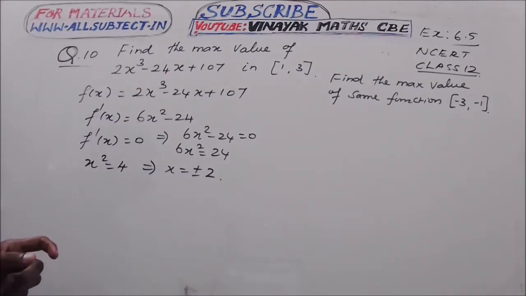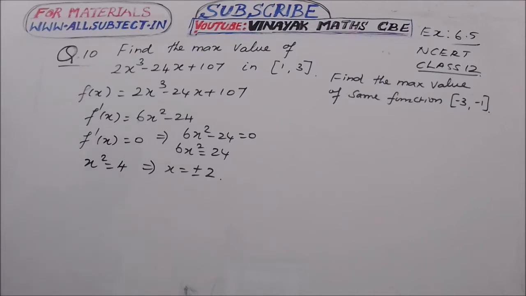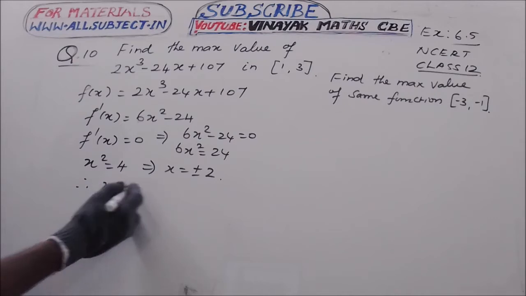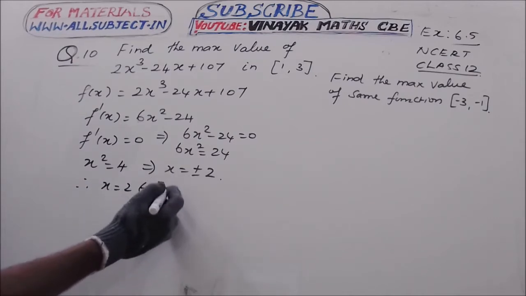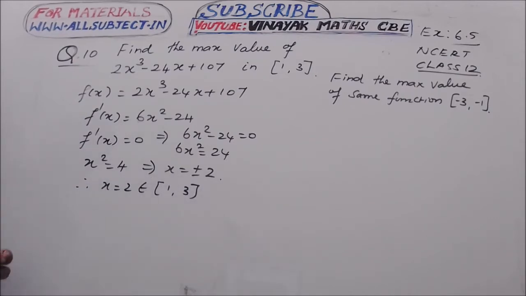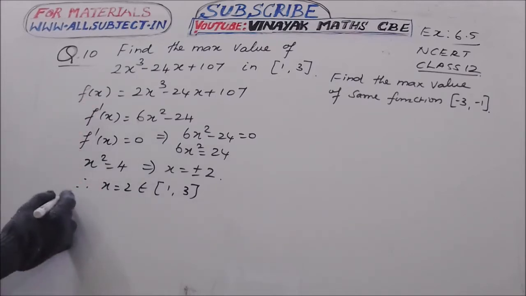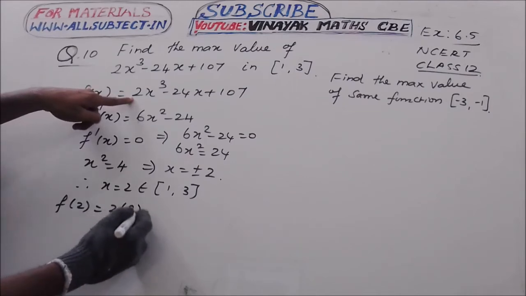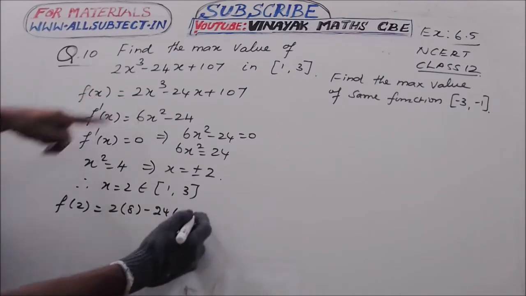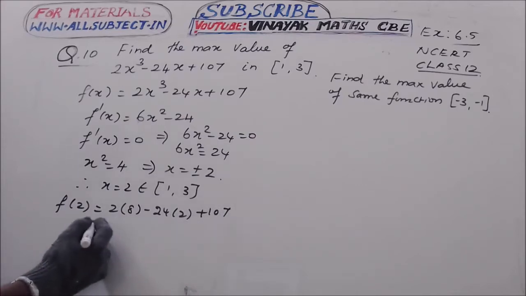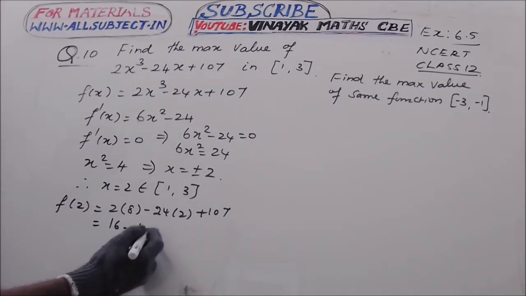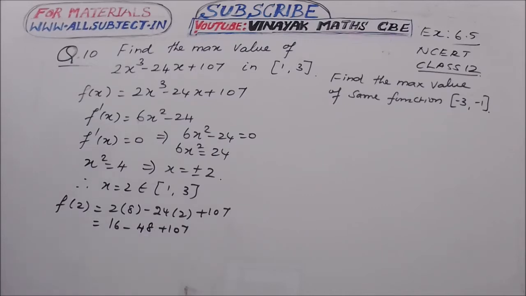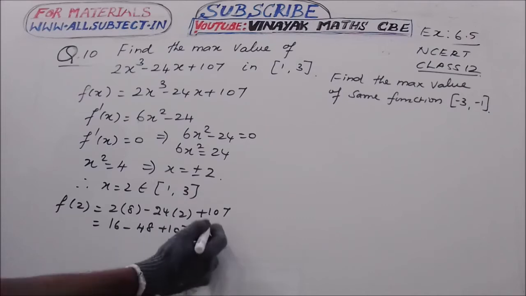Therefore, you have got two values for x, but the function is defined in the interval 1 to 3. So x is equal to 2 is the value that belongs to the interval 1, 3. So we need to find the value of f at x is equal to 2. F of 2 equal to 2 into 2 cube 8 minus 24 into 2 plus 107. Simplifying, this is 16 minus 48 plus 107. Therefore, f of 2 equal to 75.